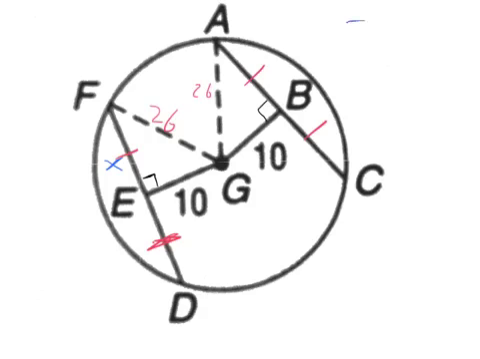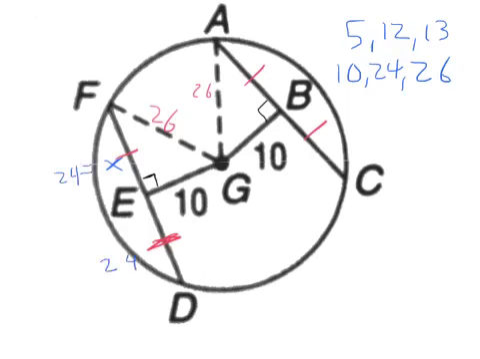So before we had the triple 5, 12, 13, and the same triple works if you just double it. So 10, 24, 26, that's a triple as well. And so 24 is the missing part here. So that means this is 24, this is 24, this is 24, this is 24.